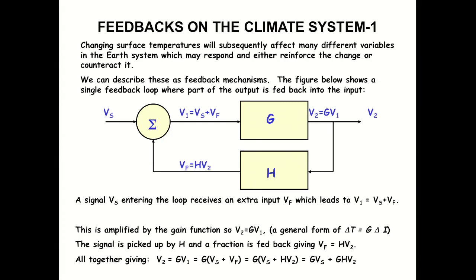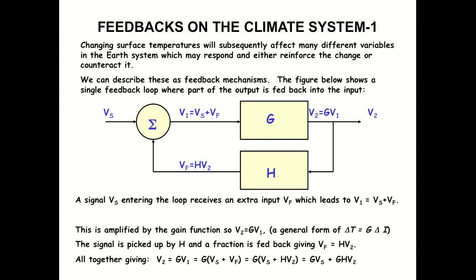So a signal Vs enters the loop, it receives an extra input, which we're going to call Vf, and that leads to the signal being enhanced, so V1 equals Vs plus Vf. That's going to be amplified in this system by a gain function, which we already talked about, G. So effectively the output signal that we finally get is going to be simply that gain function times V1, which of course is going to be modified by this feedback. That's just a general form of our previous discussion about the change in temperature in terms of the net radiation change. So that signal is picked up by H and a fraction fed back, giving Vf equals HV2.